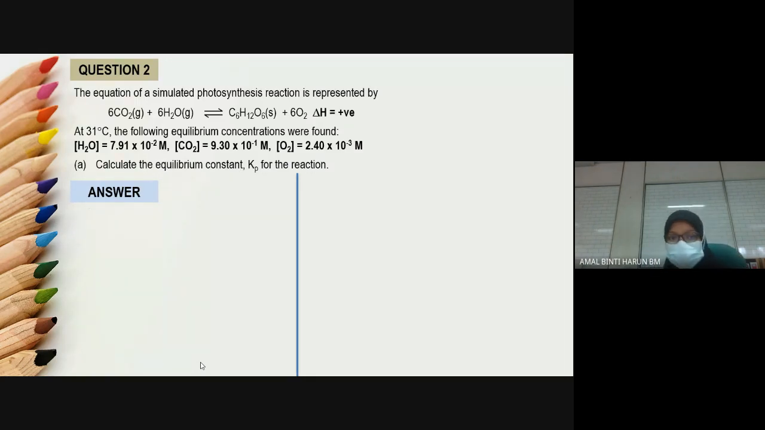Next question is, we have the reaction of CO2 and water producing glucose and oxygen. Okay. Now you are given the concentration of water, the CO2, and the oxygen. So this concentration is at what condition? Is it at equilibrium or at the initial?